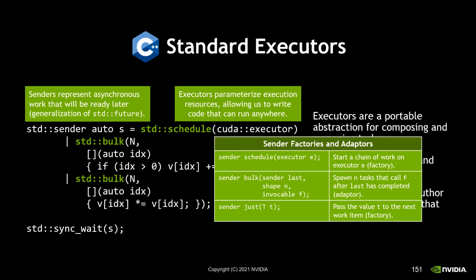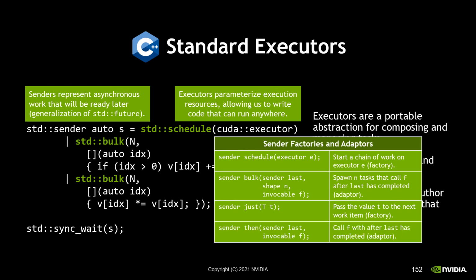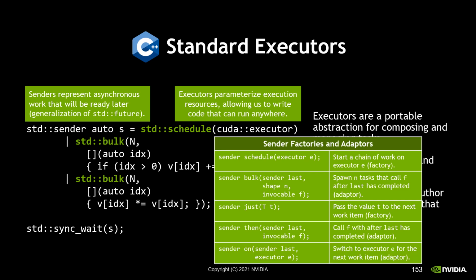Here are some other common sender factories and adapters which aren't used in this example. Just takes a value and returns a sender that will send that value to its successor. Then is a serial version of bulk. It's a sender adapter that takes a sender and a function. It executes the function on a single execution agent after the predecessor sender has completed. If the predecessor sender has a value, it gets sent to the function invocation. On switches the executor that the chain is using. It takes an executor and returns a sender that will propagate that executor to its successors.